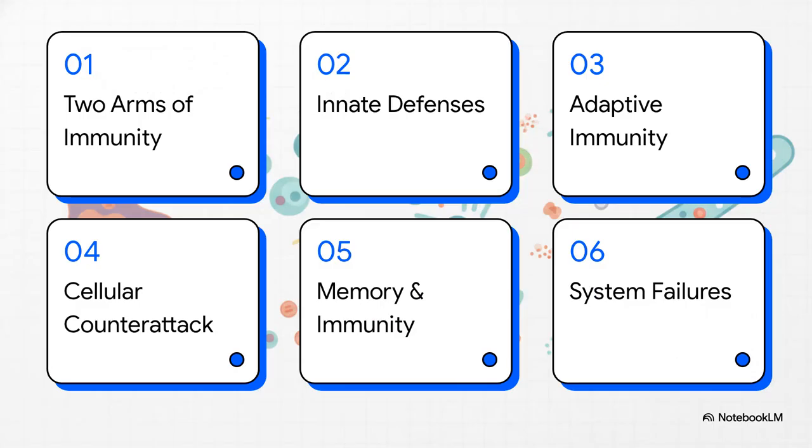Here is our blueprint for today. 1. 2 arms of animal immunity. 2. Innate defenses and local alarms. 3. Adaptive immunity and specific recognition. 4. The coordinated cellular counterattack. 5. Memory and building immunity. And finally, 6. System failures and evasion.